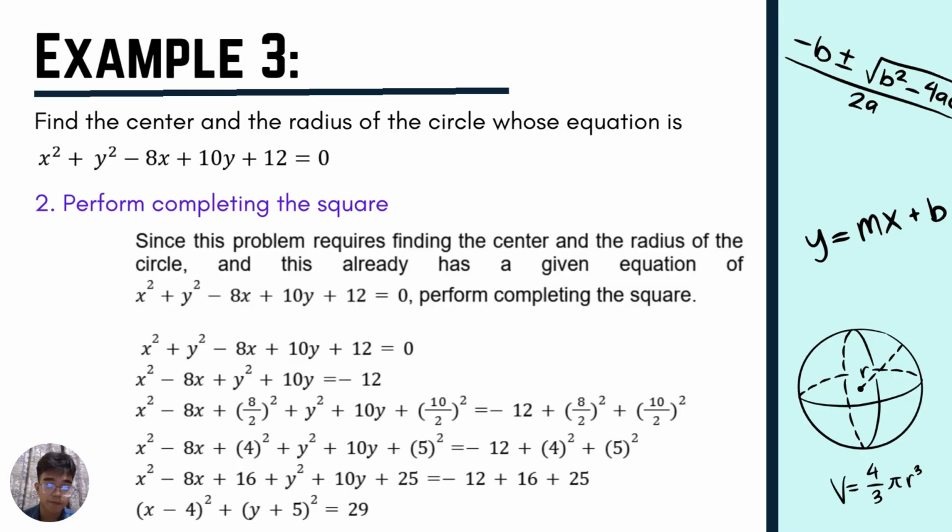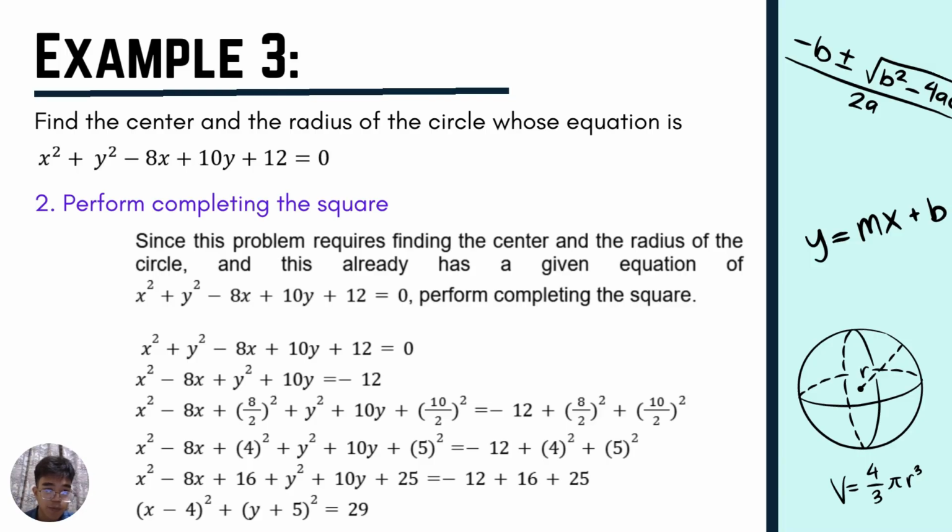Now we will perform completing the square. We will have x squared minus 8x plus (8 over 2) squared plus y squared plus 10y plus (10 over 2) squared is equal to negative 12 plus (8 over 2) squared plus (10 over 2) squared. Whatever you add to the left side must also be added to the right side. We take one half of 8: 8 divided by 2 is 4, and 10 divided by 2 is 5.